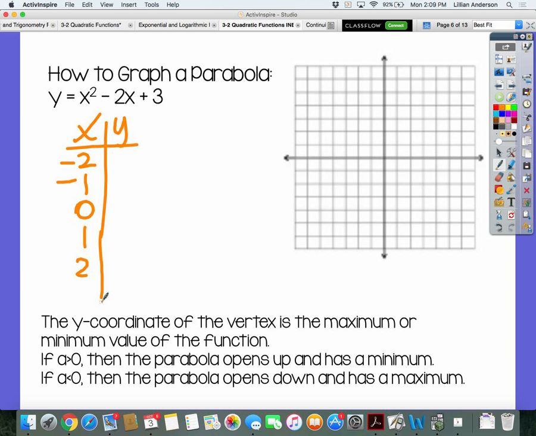Plug it in. So -2 squared is positive 4. So we have 4 plus 4 plus 3, 11. That's kind of outside of my graph, somewhere up in this nether region. Okay, let's plug in negative 1. Negative 1 squared, and then minus 2 times negative 1. So we have 1 plus 2 plus 3, 6.